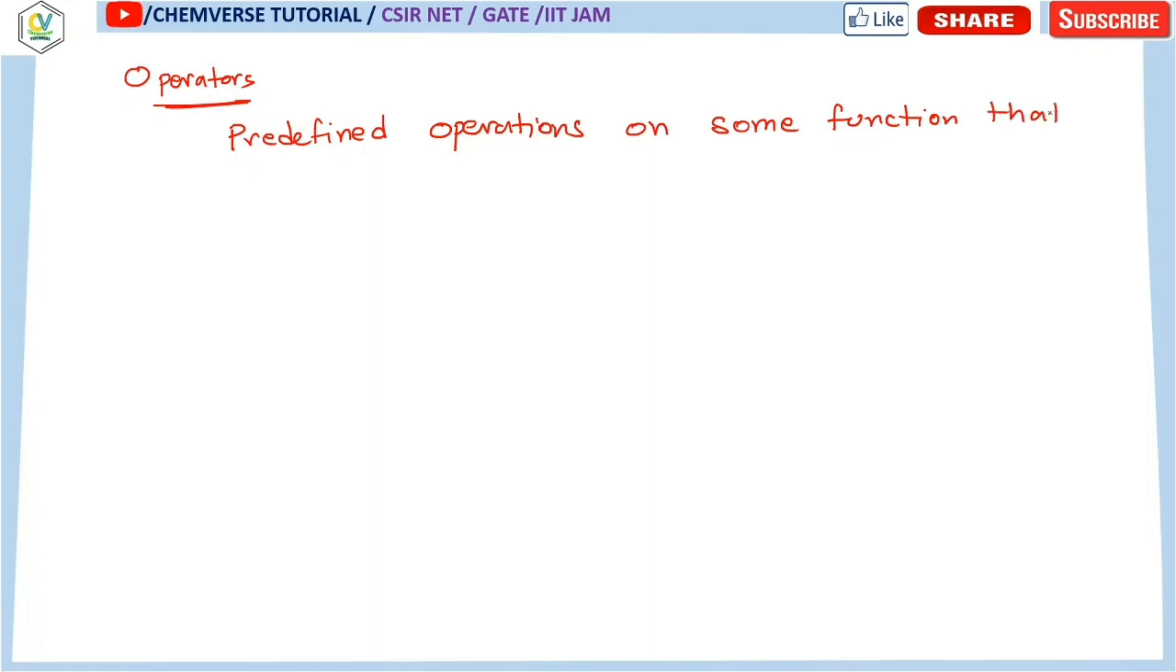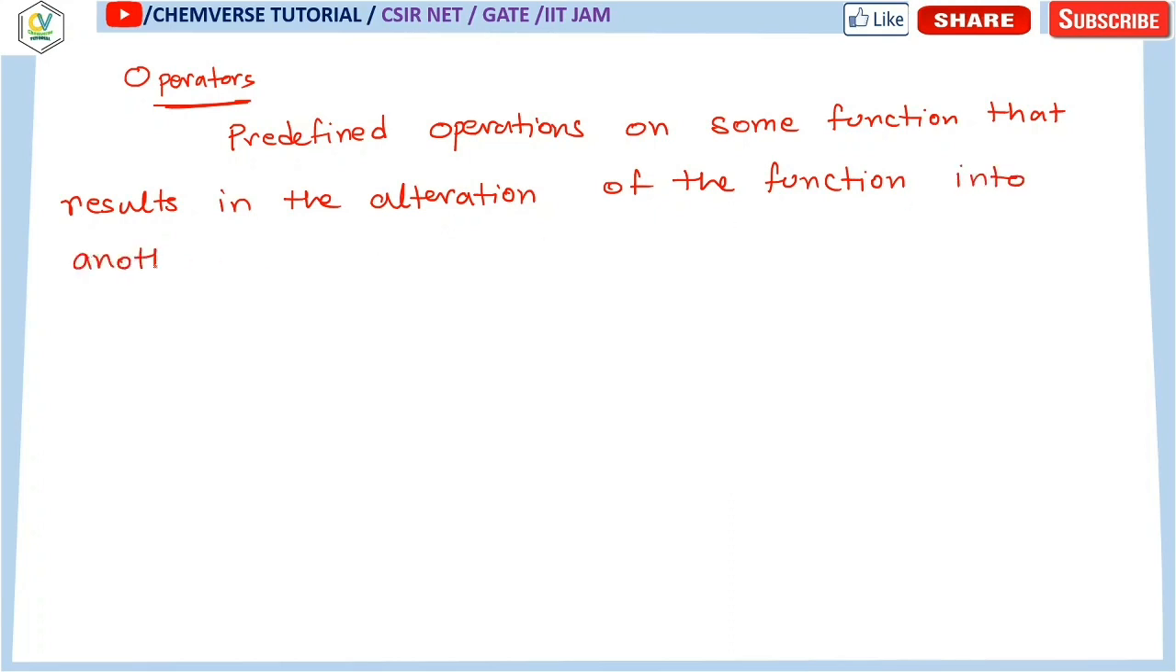So first, what are operators? You can think of operators as something predefined: some operations on some function that result in the alteration of the function into another function or a constant entity.